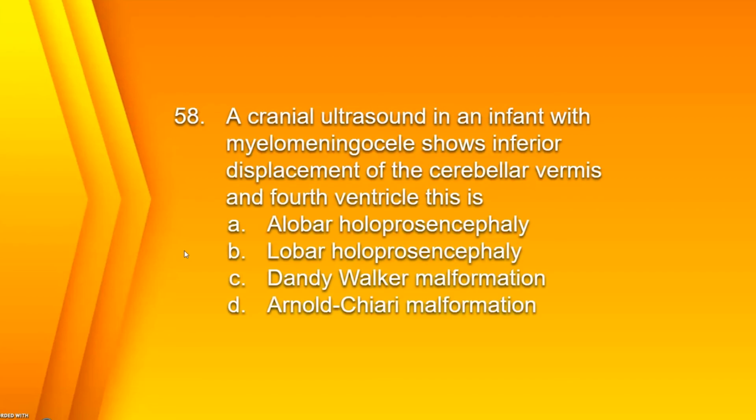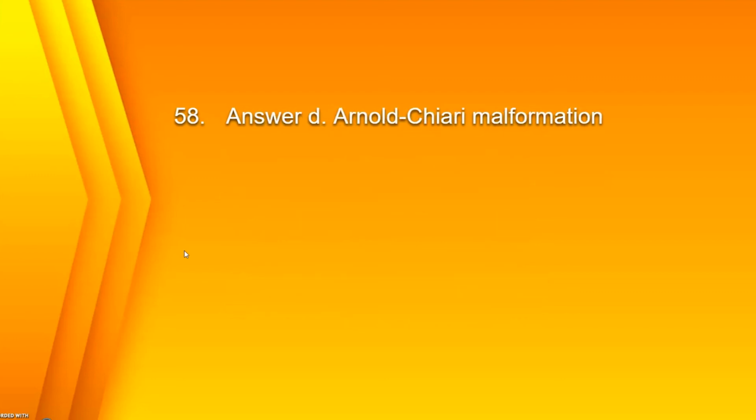Number 58. A cranial ultrasound in an infant with myelomeningocele shows inferior displacement of the cerebellar vermis and fourth ventricle. This is A. Alobar holoprosencephaly. B. Lobar holoprosencephaly. C. Dandy-Walker malformation. Or D. Arnold-Chiari malformation. The answer is D. Arnold-Chiari malformation.